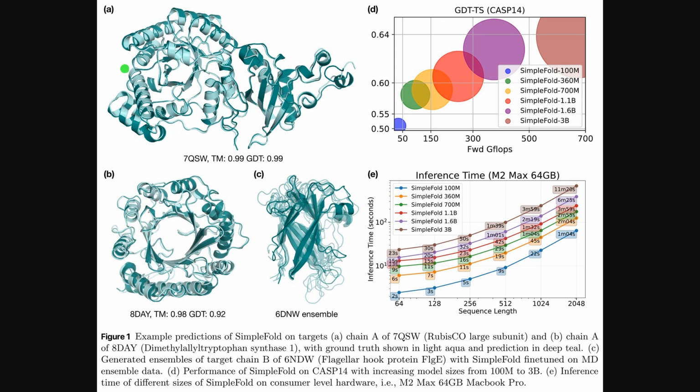Panels A and B present predicted structures that align closely with ground truth, with high TM and GDT scores. Panel C illustrates an ensemble for 6 NDW, which captures flexibility across plausible conformations. Panel D plots CASP14 GDTTS against forward gigaflops, indicating better accuracy as model size grows. Panel E reports inference on an M2 Max 64GB laptop, where time scales with sequence length, yet stays practical.